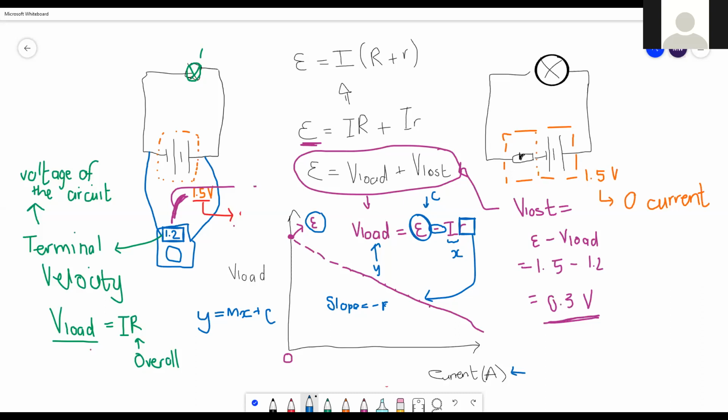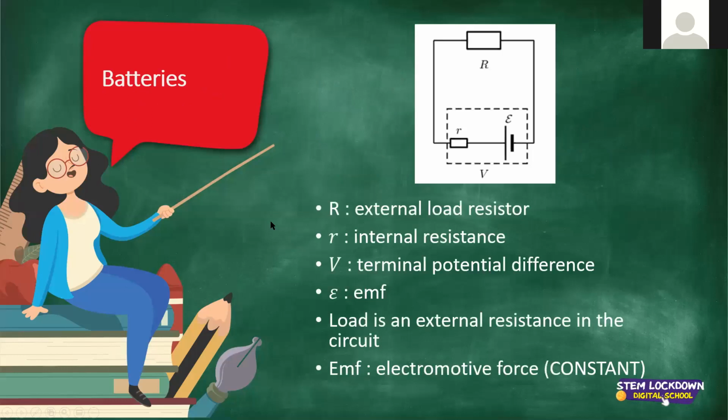I'll quickly go back to the slides. Okay, so like I was saying, just basics. If you wanted to see the image again, your big R in your system is always your external load resistor. The small r is always your internal resistance. The V is your terminal potential difference. Your epsilon, that weird E thing in the Greek symbol, is EMF. And then your load is an external resistor in the circuit, so like a lamp or some kind of resistor or something that makes heat.